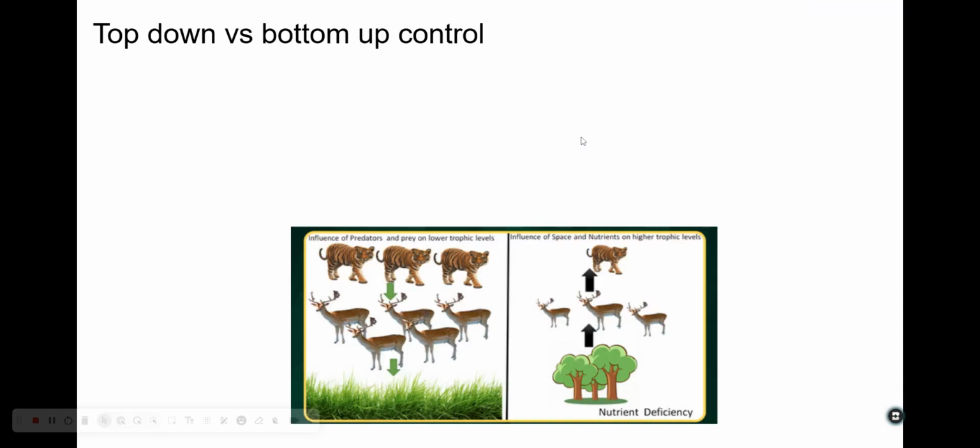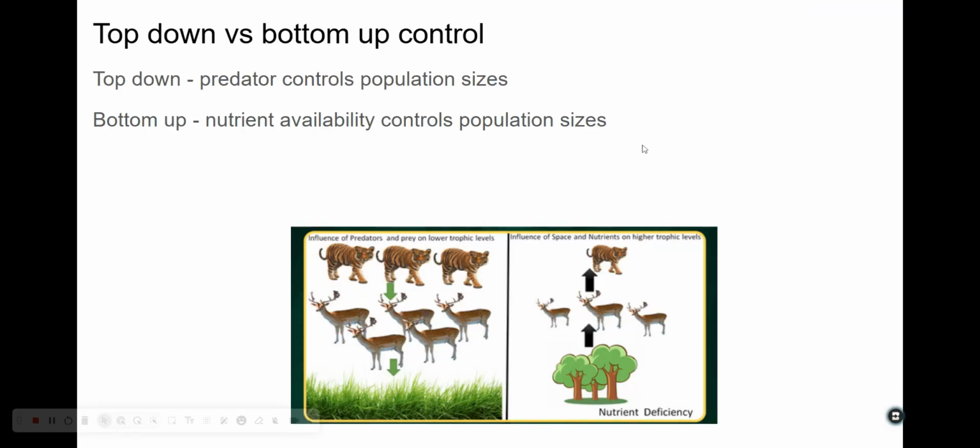There are two types of population control. The first one is top-down, where the predator controls the population sizes, and the second one is bottom-up, where the nutrient availability controls population sizes. And so these differ depending on where you are in the world and the ecosystem, but it varies. Most of them are either one or another and not both. But it's become more and more common recently that top-down is more common than we used to think.